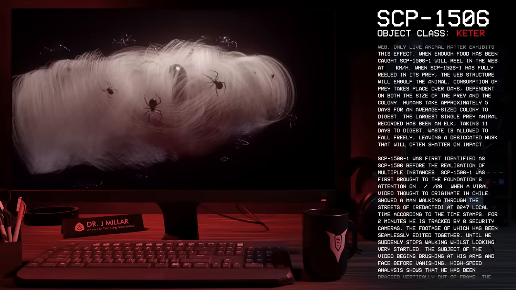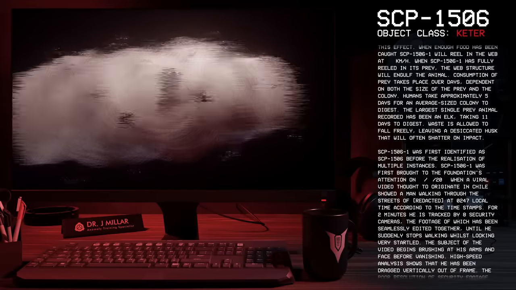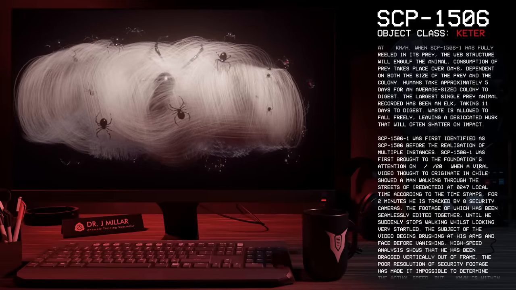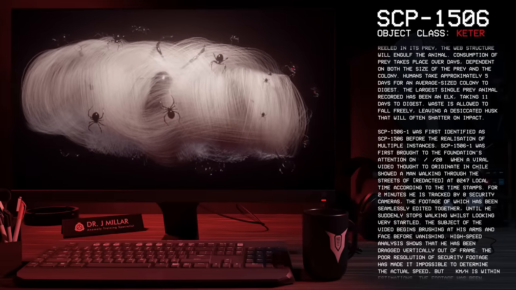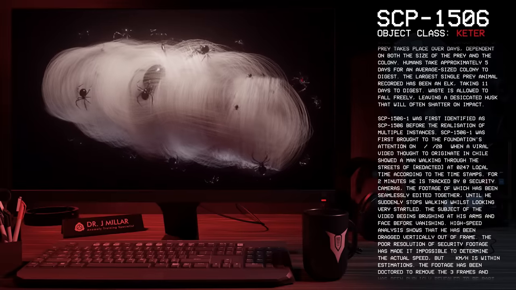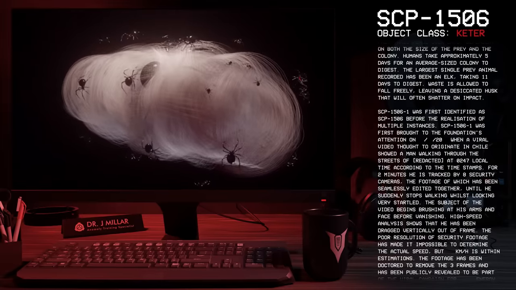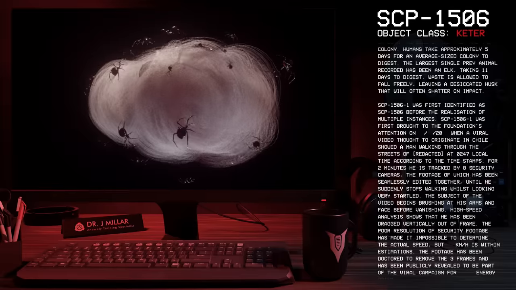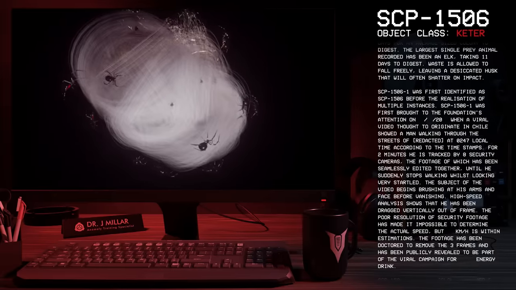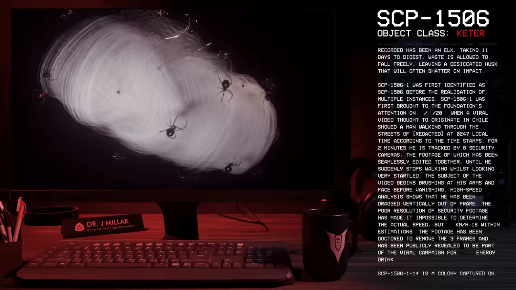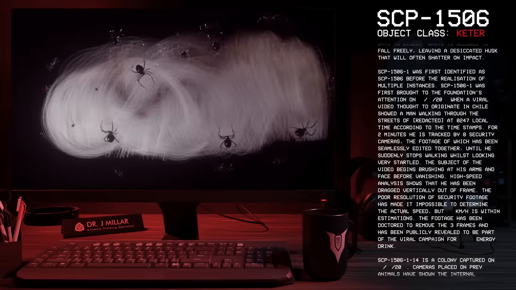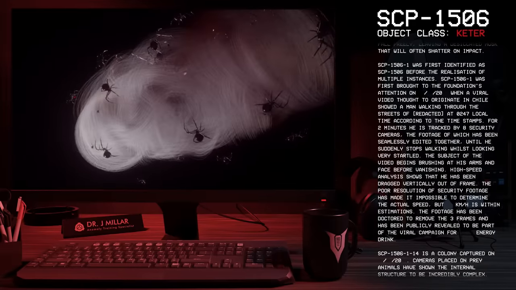Consumption of prey takes place over days, dependent on both the size of the prey and the colony. Humans take approximately 5 days for an average-sized colony to digest. The largest single prey animal recorded has been an elk, taking 11 days to digest. Waste is allowed to fall freely, leaving a desiccated husk that will often shatter on impact. SCP-1506-1 was first identified as SCP-1506 before the realization of multiple instances.